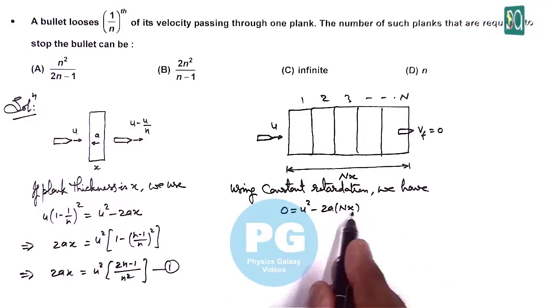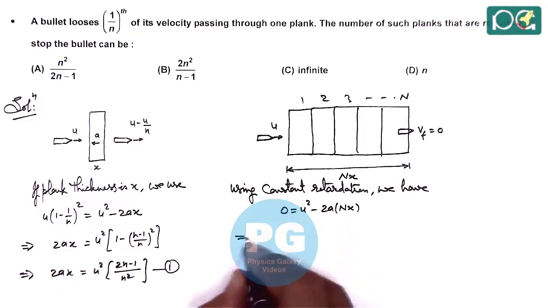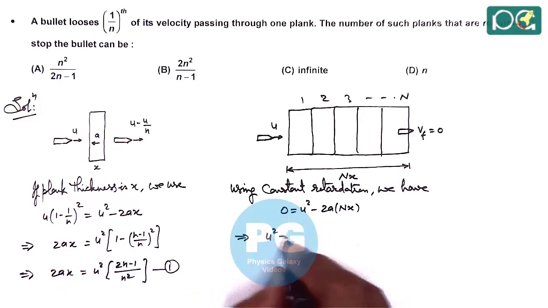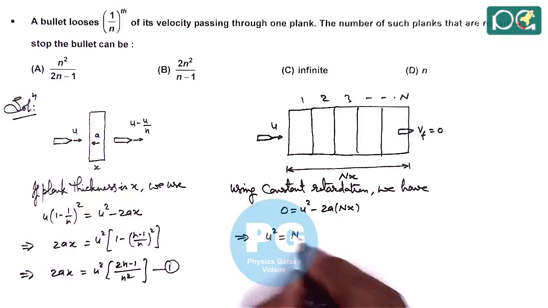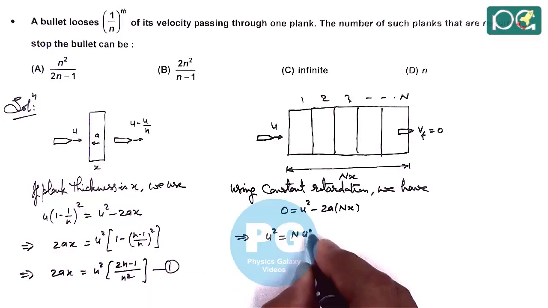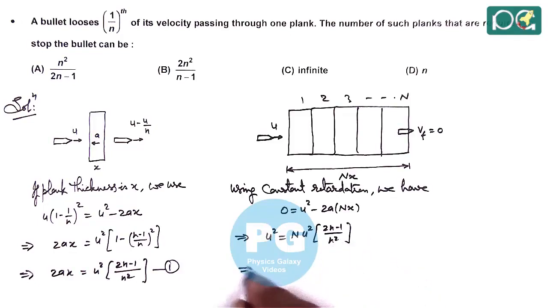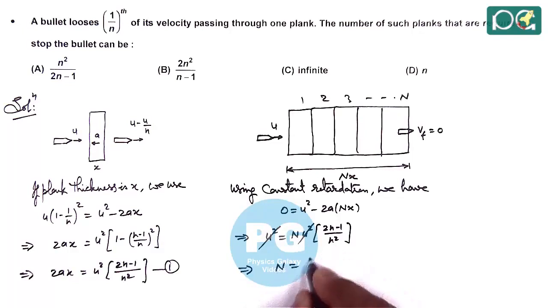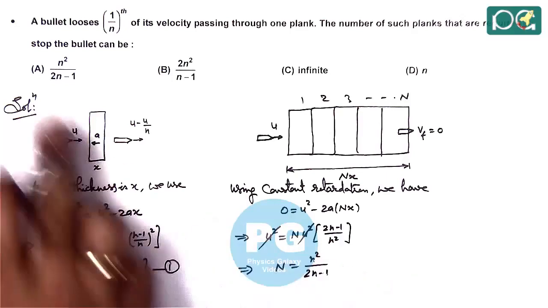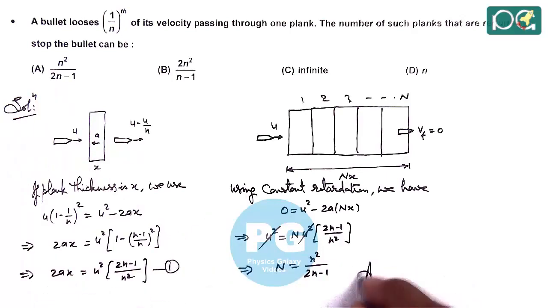So we can substitute the value of 2ax from here. This gives u square is equal to n times 2ax, and if we substitute this, u square multiplied by 2n minus 1 by n square. Simplifying here, u square gets cancelled out and the value of n we are getting is n square by 2n minus 1, which matches with option A. So the answer to this question is option A.